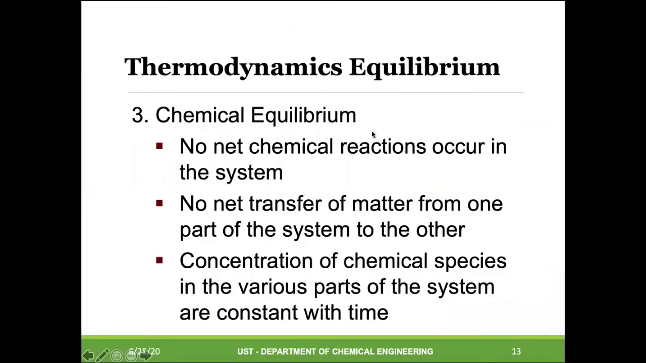Now, we're done with thermal equilibrium and mechanical equilibrium. Last is chemical equilibrium. In chemical equilibrium, there are no net chemical reactions that occur in the system, no net transfer of matter from one part of the system to the other, and the concentration of chemical species in the various parts of the system are constant with time.